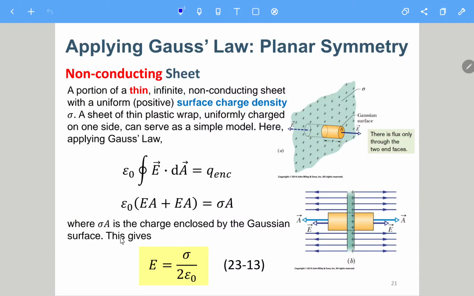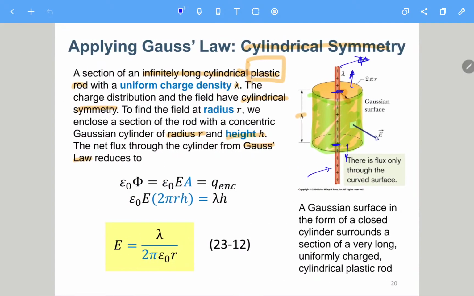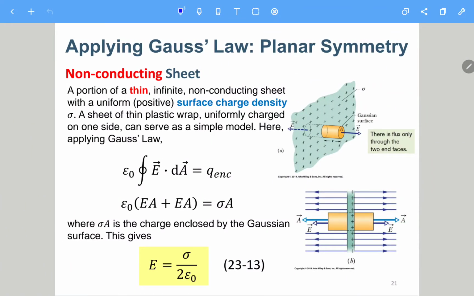Okay, so yeah, we just stop here, and then here we talk about the Gauss law applying on the planar symmetric.